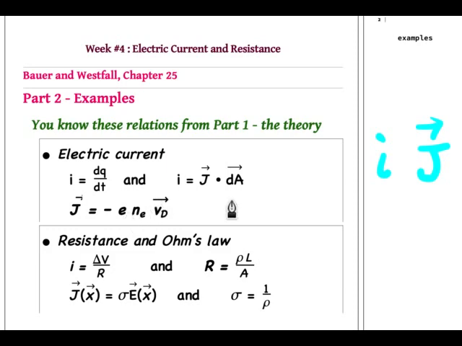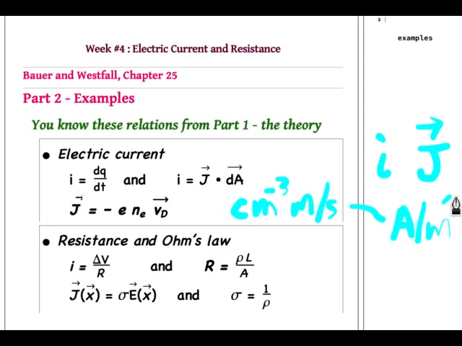Now we can check the units. e is coulombs. Number density is meters to the minus 3. And velocity is meters per second. So we have here, well, coulombs per second is amps. So that's amps meters to the minus 2. So amps per meter squared. So it's current density. It's the current per unit area.